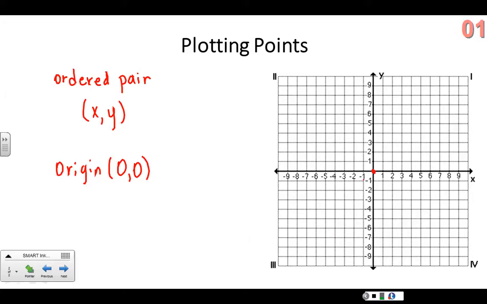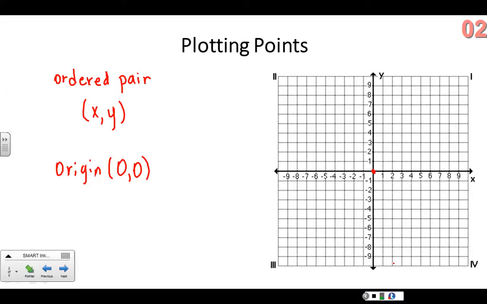When you're plotting a point, you always want to start at the origin to get your bearings and know which direction you're going to move. If your x coordinate is positive, I would move to the right. If my x coordinate is negative, I would move to the left. If I have a y coordinate that's positive, I'd move up. Negative, I would move down.